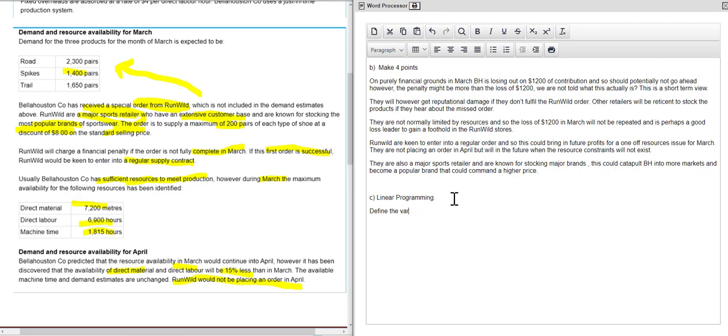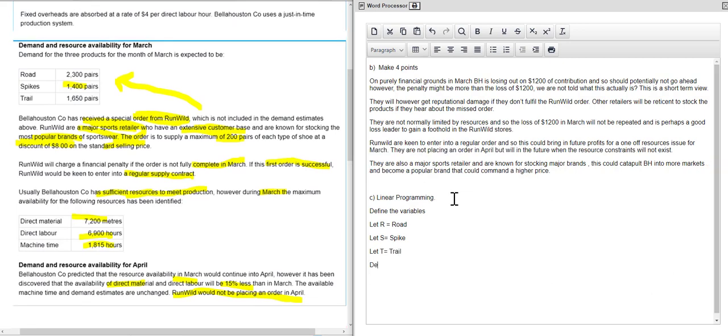So define the variables. That simply means let R equal road, let S equal spike, which is already done in your spreadsheet, and let T equal trail. Then you define the objective function. Well, I suppose you could do the constraints first if you want to, but we normally do the objective function next. And that would be to maximize contribution at.